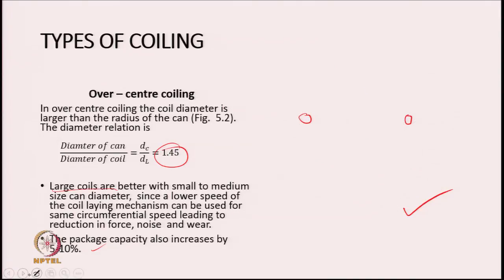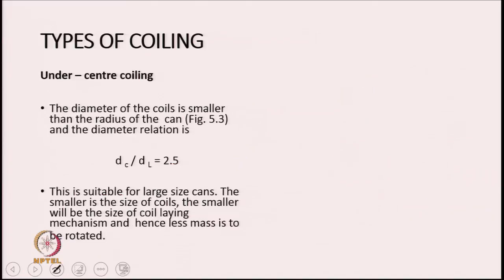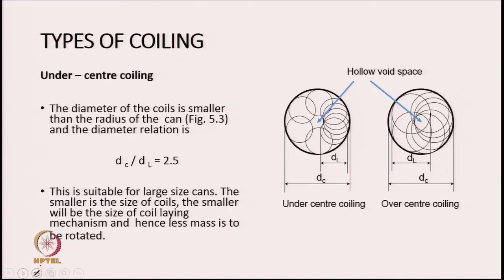From here, if we go to the next one, under center coiling, the diameter of the coils is smaller than the radius of the can. So, here this is the diameter of the coil. Coil diameter is from here to there, and the diameter of the can is from this point to this point. This is the radius of the, not diameter, radius of the can. So, the relationship between these two, dC by dl, is 2.5.